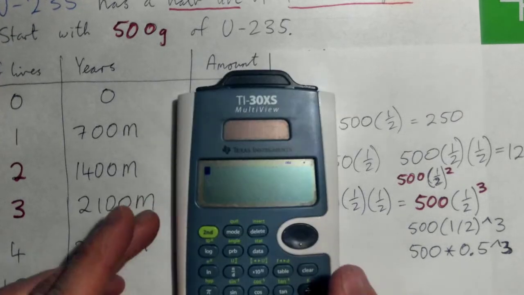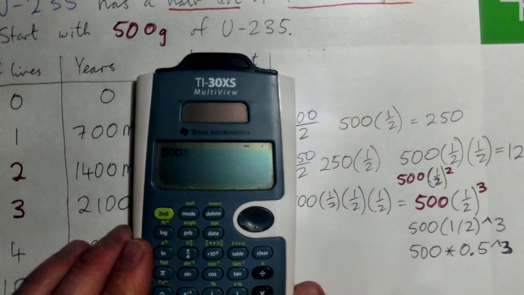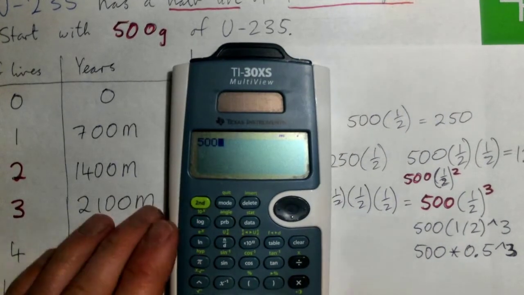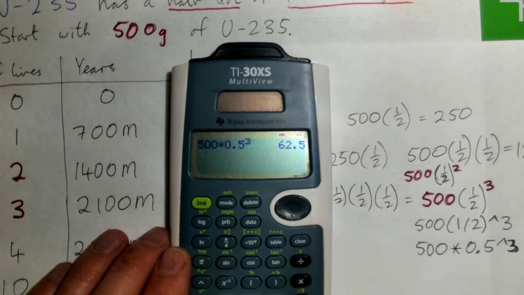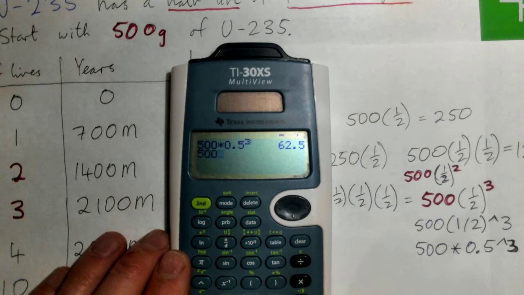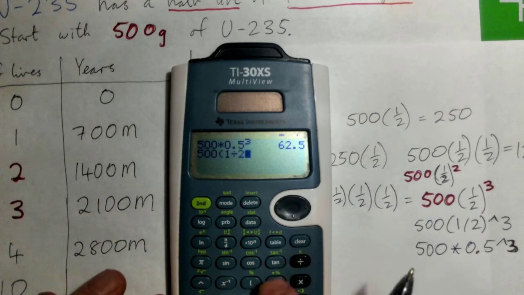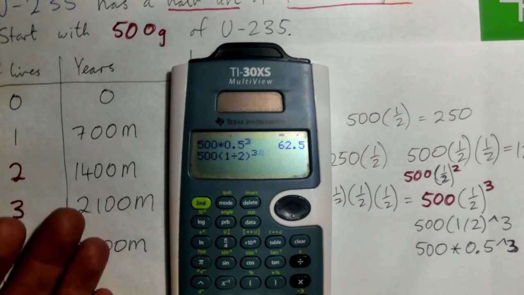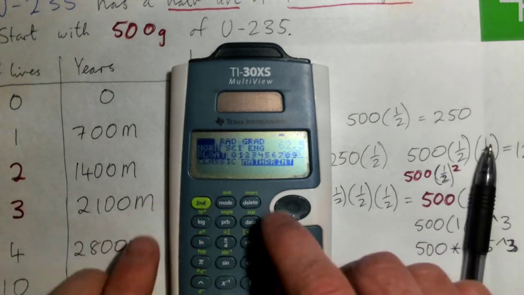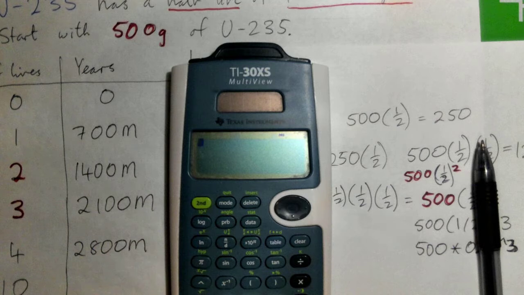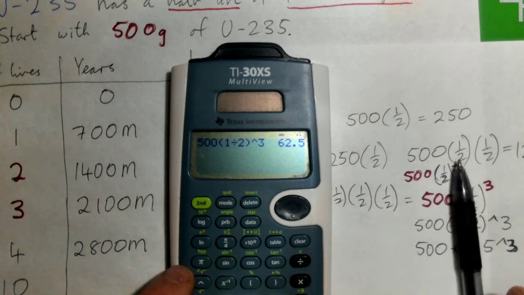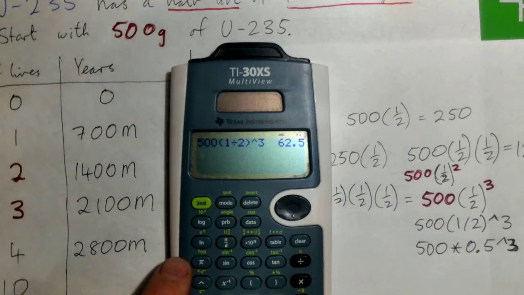Anyway, so 500, and we'll put it in a calculator and see if it works. Times, let's say 0.5 to the power of 3, and I get that, right? Or I can go 500, parenthesis, 1 over 2 to the power of 3. Either way, whichever way you like, it's fine. Oh, I'm in math print. I have to change my mode to classic. And just do that again. 500 times 1 over 2 to the power of 3. And I get that, right? Cool. Okay, so there we go.